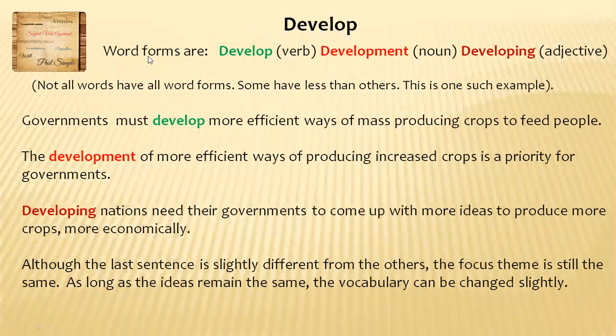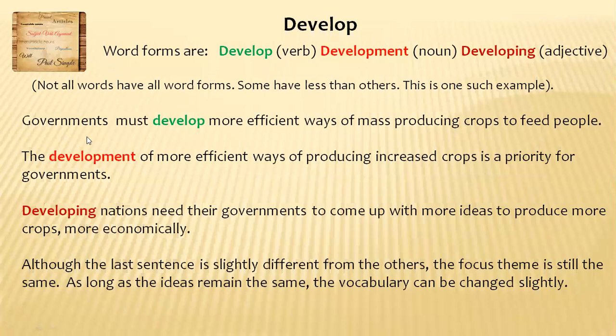Develop. Words are develop, development, developing. Verb, noun, adjective. And as a footnote to this, some words, not all words, have all forms. For the last word, there were 4 forms, or 5 in fact. Some words don't have that many. In fact, many words don't have that many. But the average is 4. So you will see some with less, you will see some with more. So this is one example where we only have 3 word forms.